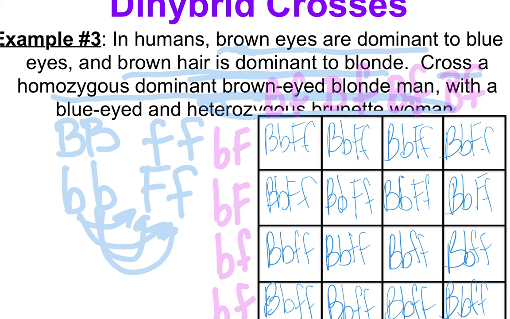Okay, so here I have worked out the Punnett square. I have the blue-eyed and heterozygous brunette over here. So here's mom, and then dad up here is homozygous dominant for brown eyes. So he's big B. So he's up top here, big B.